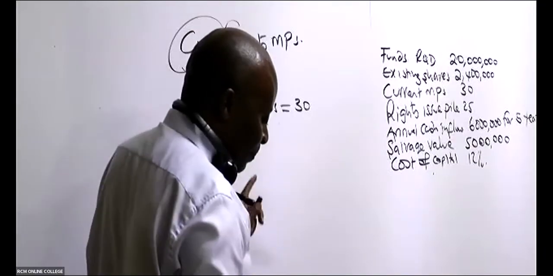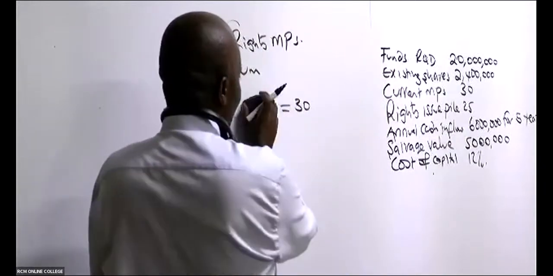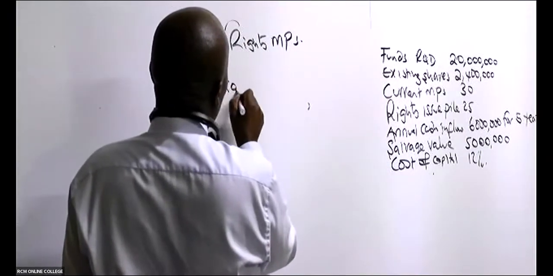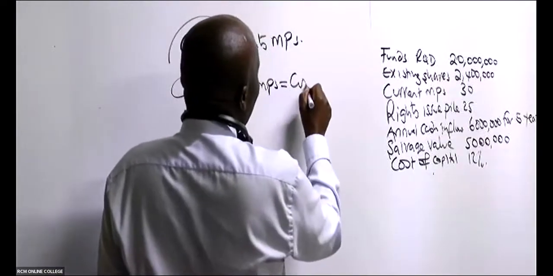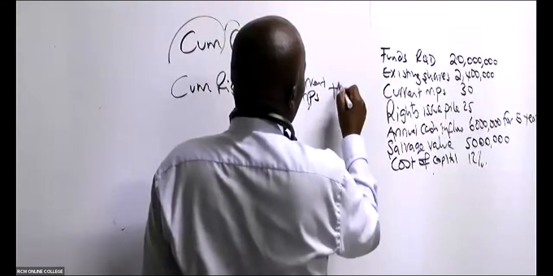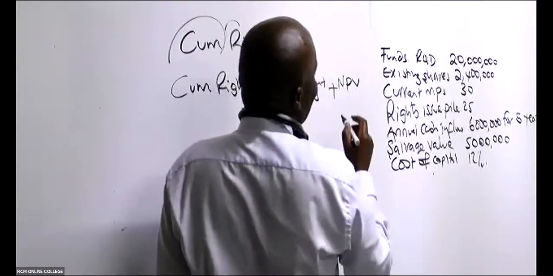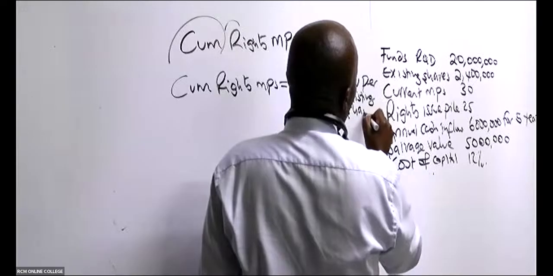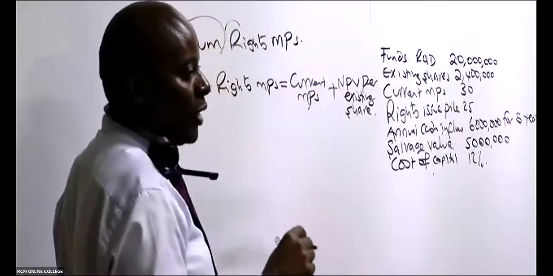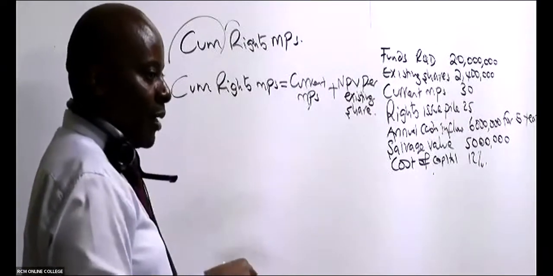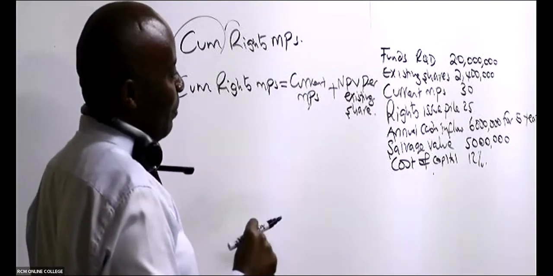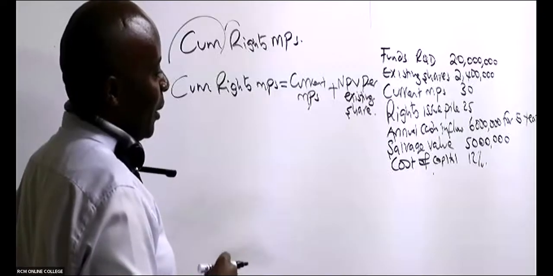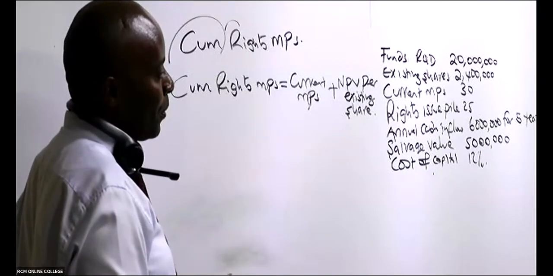So then how do we get this CAM rights MPS? It's very, very easy. To get this CAM rights MPS, what we normally do is take the current MPS and add the NPV per existing share. Because whatever will be raised out of whatever you're going to issue here, you're going to invest in a project. And the project will give you some fruits, which should boost the existing market price per share.